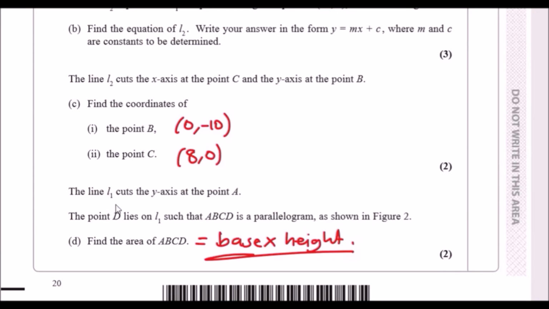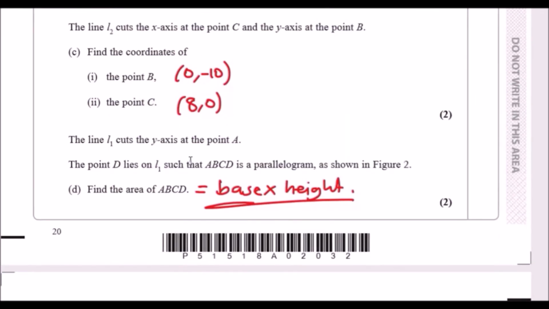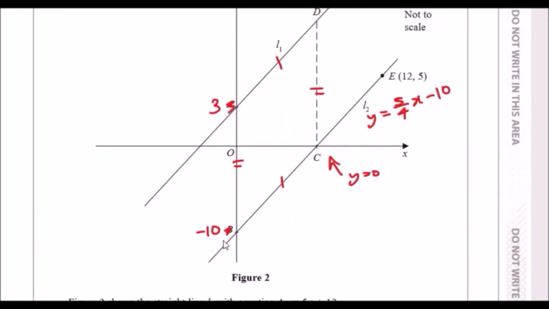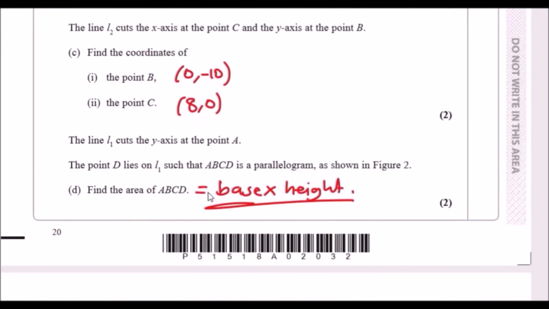Now the next bit. The line L1 cuts the y-axis at point A, so we did that, and we got a coordinate, which is 0, 3. The point D lies on L1 such that ABCD is a parallelogram, as shown in figure 2. So we know that all of this is a parallelogram, so just draw some lines to indicate it. If this is a parallelogram, and you know this is 3 and minus 10, and this is exactly 13 units above, and we got the value C, which was 8, 0. We can see that this is 13 units up, so this D coordinate would be 8, 13. Okay, yeah, why not? Find the area of ABCD.